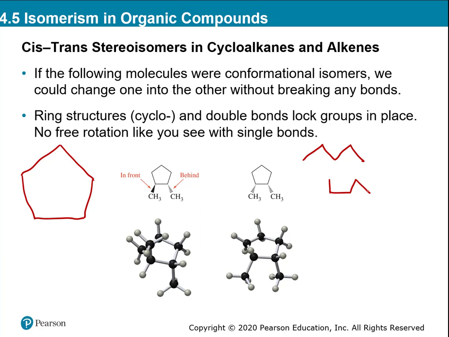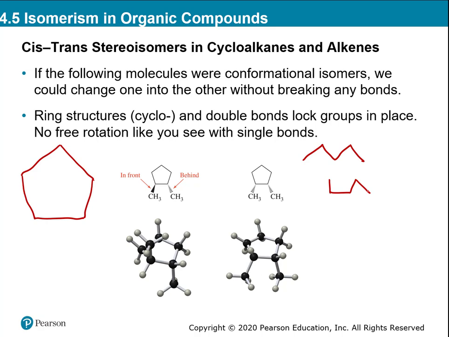So any groups hanging off of a ring are going to be stuck either pointing down or pointing up, either facing towards you or facing away. They end up being on opposite sides of the ring. So the first one that they show you is a cyclopentane with 2 methyls, see those CH3s. So they would call this 1,2-dimethyl cyclopentane, just as a name.